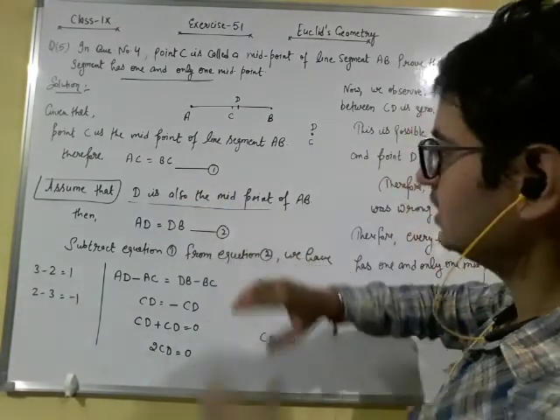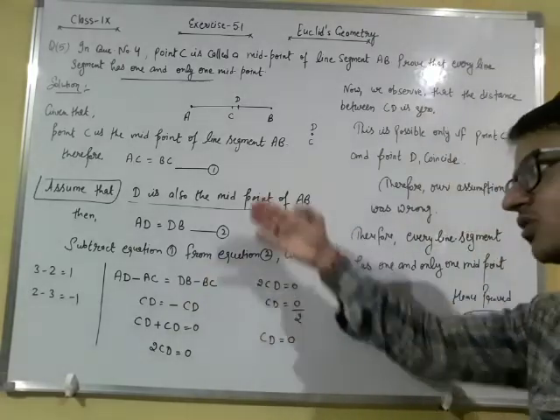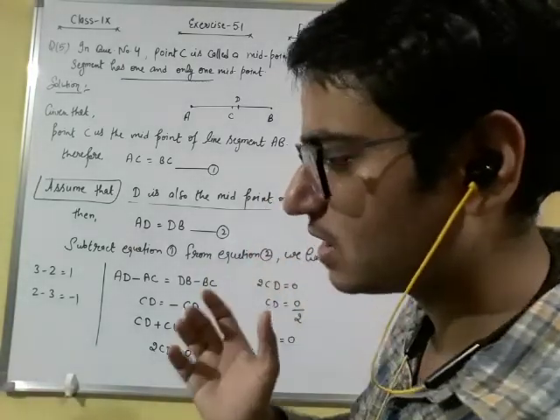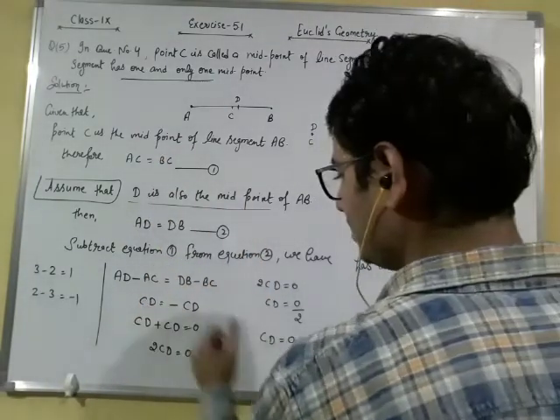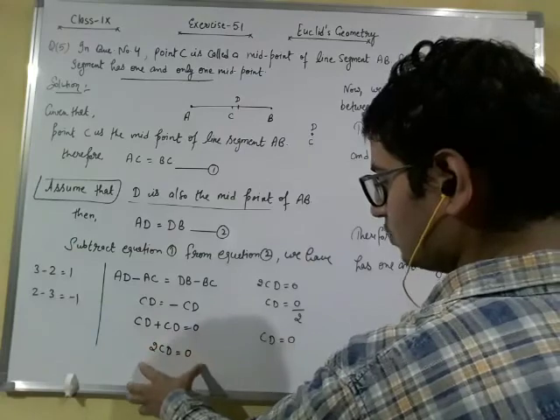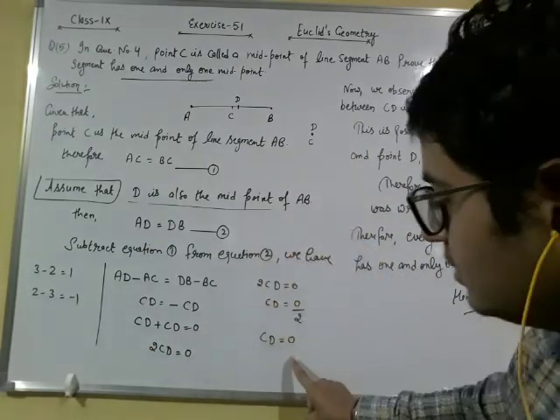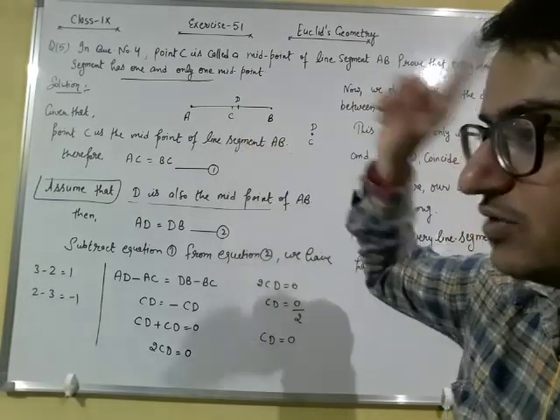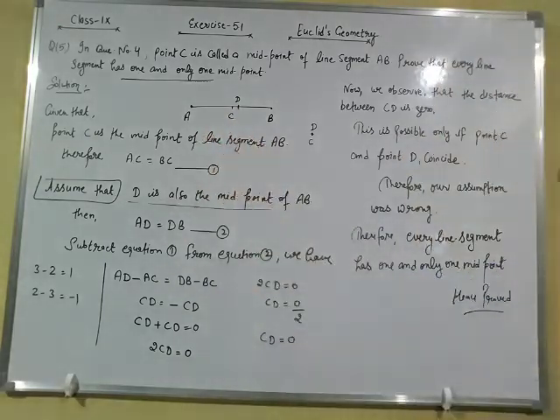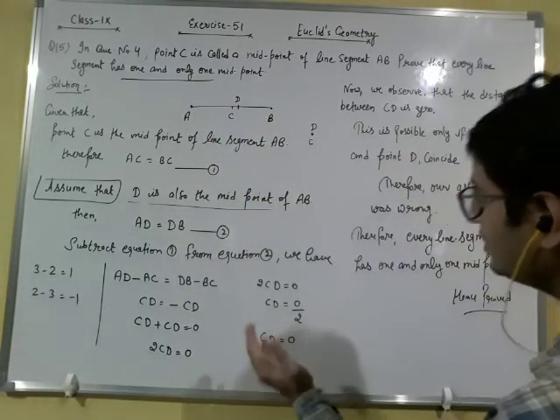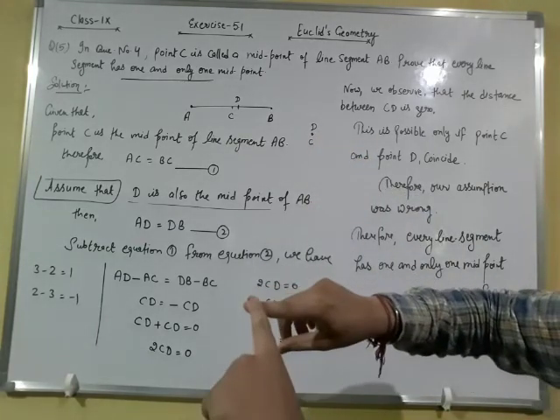Equation 1, equation 2. Subtract either equation from the other. I have subtracted equation 1 from equation 2; you can do just the opposite and subtract equation 2 from equation 1. After subtraction, we observe that 2 CD equals 0. What is CD? You can understand this with the help of the diagram. CD is the distance between the two points, and if the distance between the two points is 0, it means the two points coincide, they are overlapping each other.